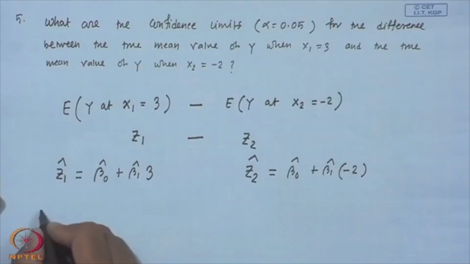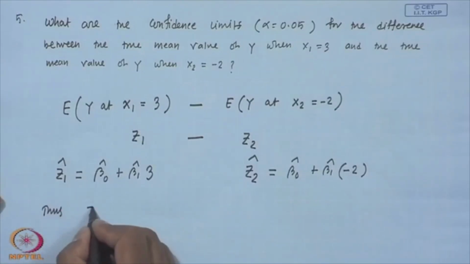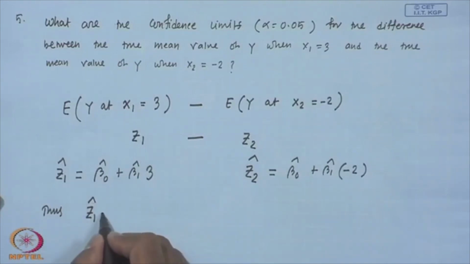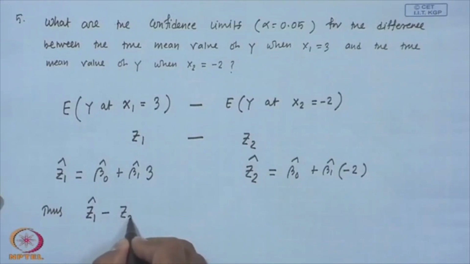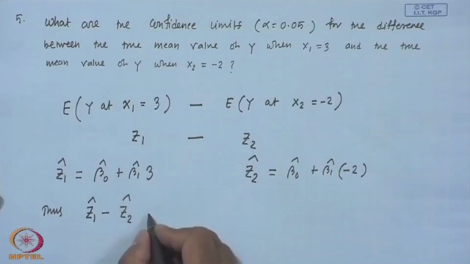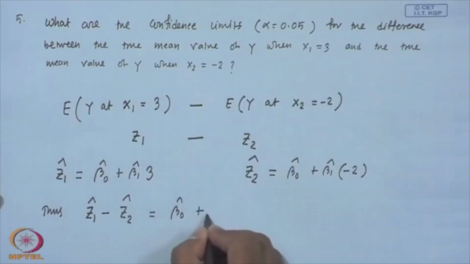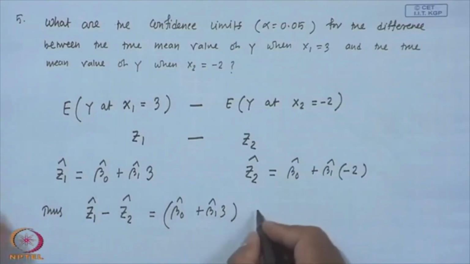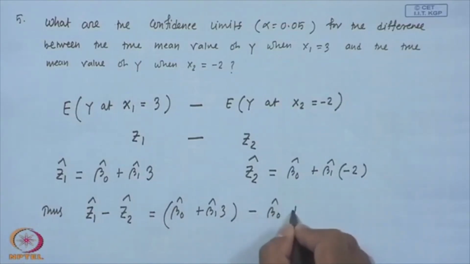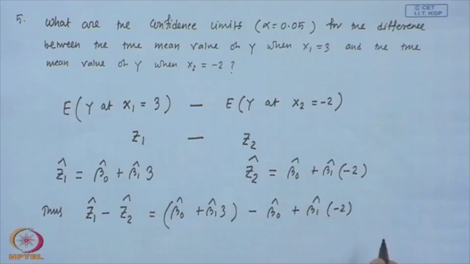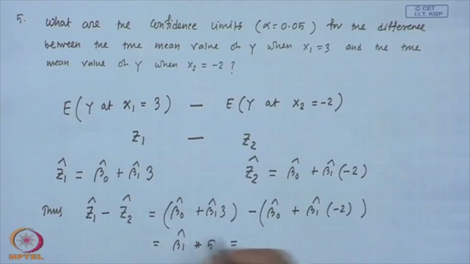And thus the unbiased estimator for Z 1 minus Z 2 is Z 1 hat minus Z 2 hat, which is equal to beta naught hat plus beta 1 hat 3 minus beta naught hat plus beta 1 hat minus 2, which is nothing but beta 1 hat into 5, and we know that beta 1 hat is equal to 1.44, so 1.44 into 5, which is equal to 7.20.